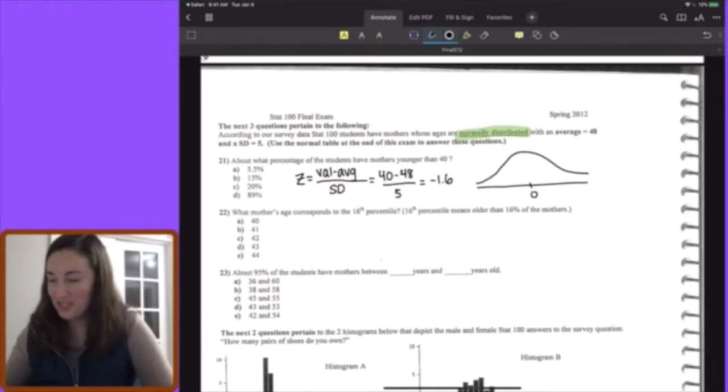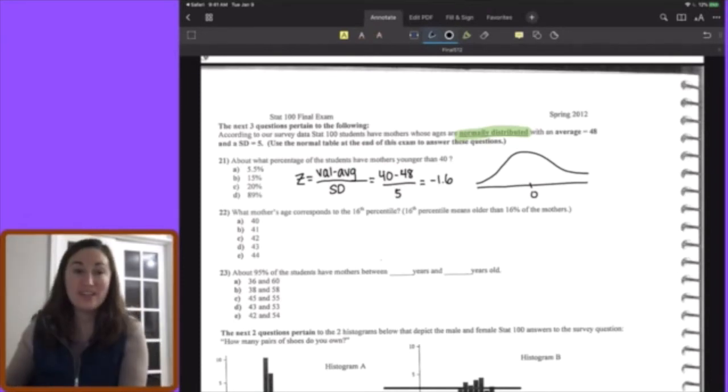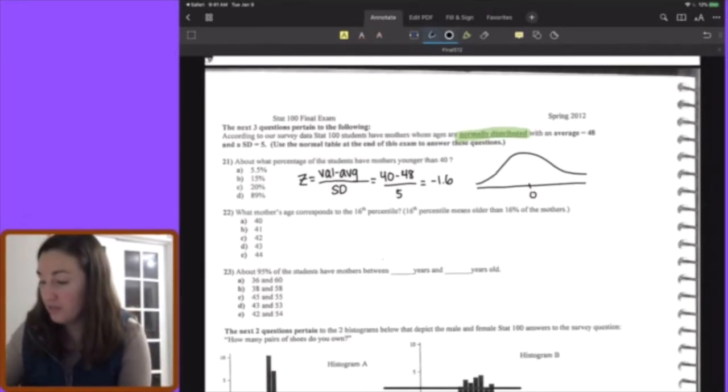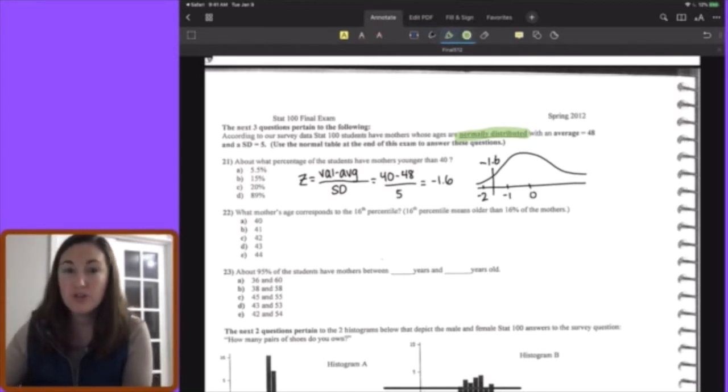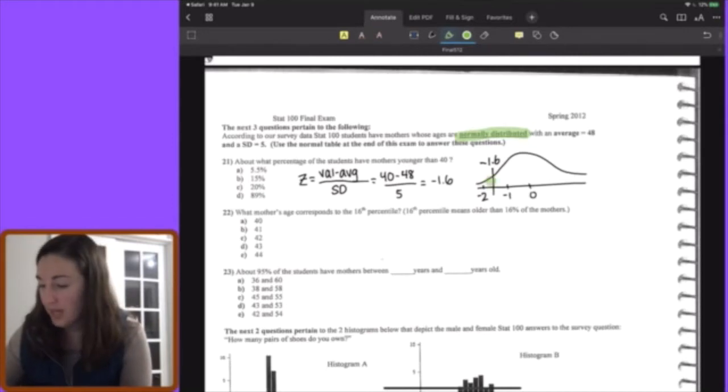That's not the answer to the question though, right? It says what percentage? So the answer is just the final answer. So negative 1.6, here's negative 1, here's negative 2, is about right here. And I want to know what % of students have mothers younger than 40. So I'm going to shade everything to the left.